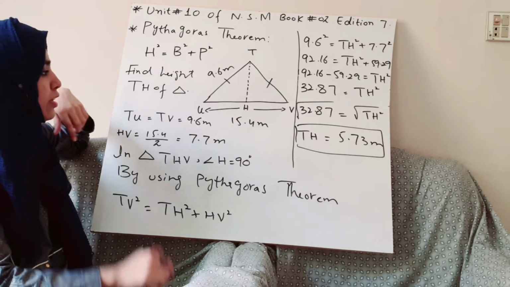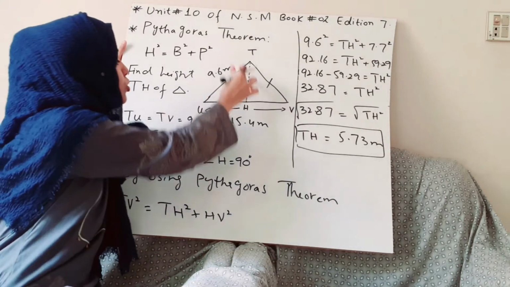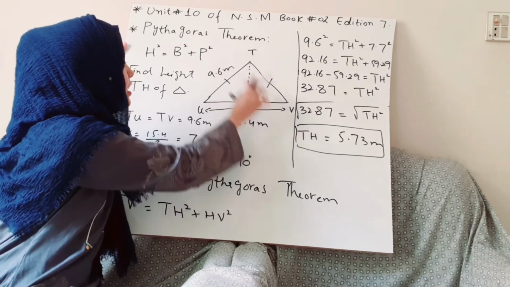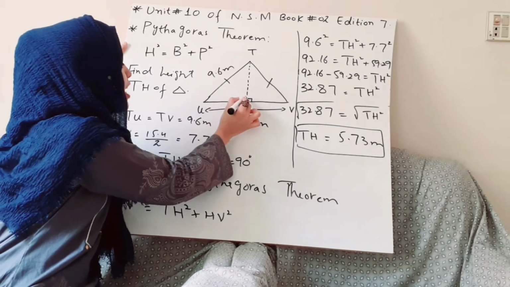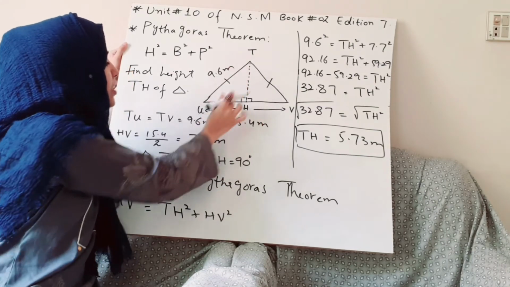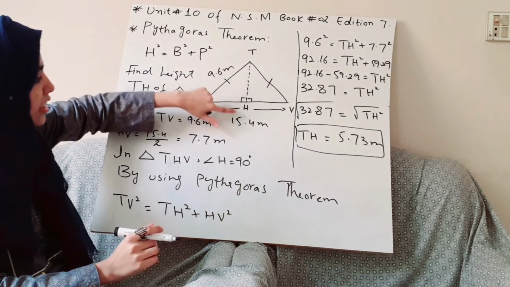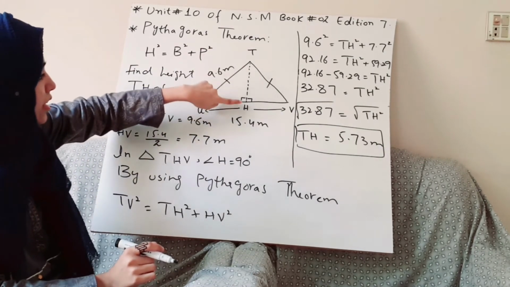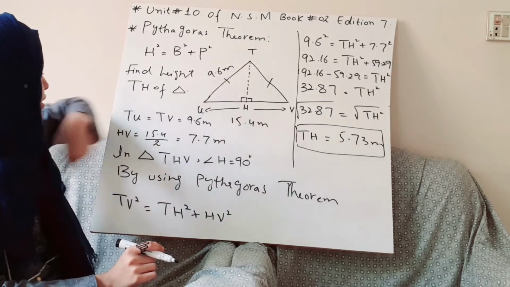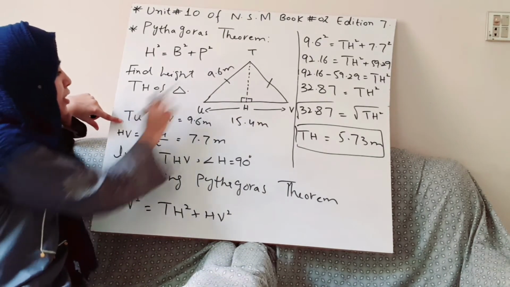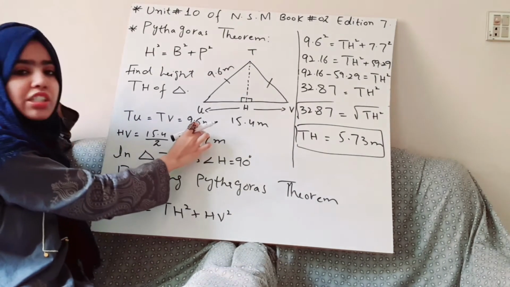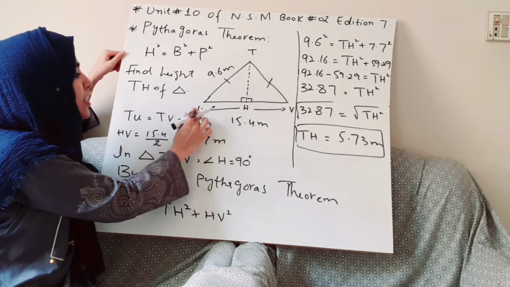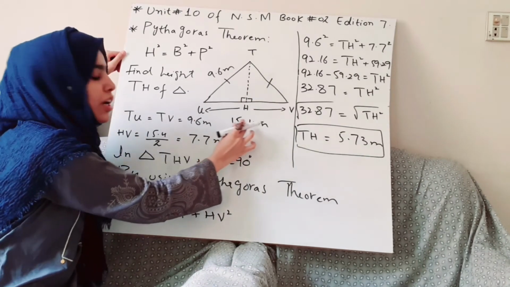By using the Pythagoras theorem, because we have two right angle triangles, THV and THU. You can take either one to find this TH. It's up to you. I am taking triangle THV. As we know, TU equals TV, which is 9.6, given because it is an isosceles triangle, and we are given the U to V distance, which is 15.4.